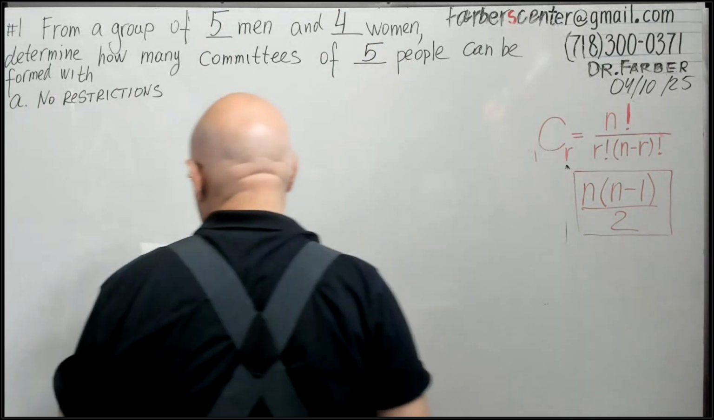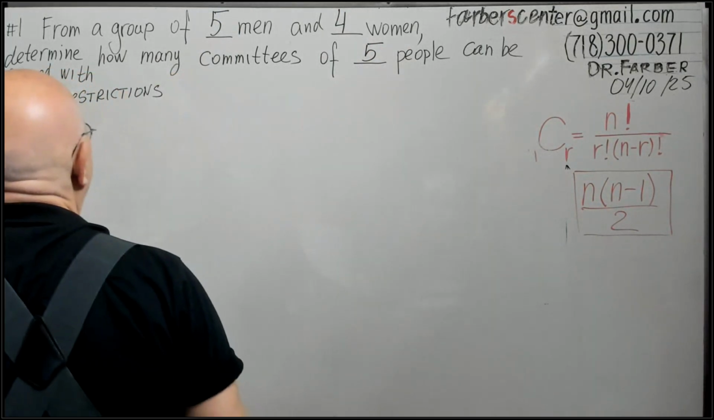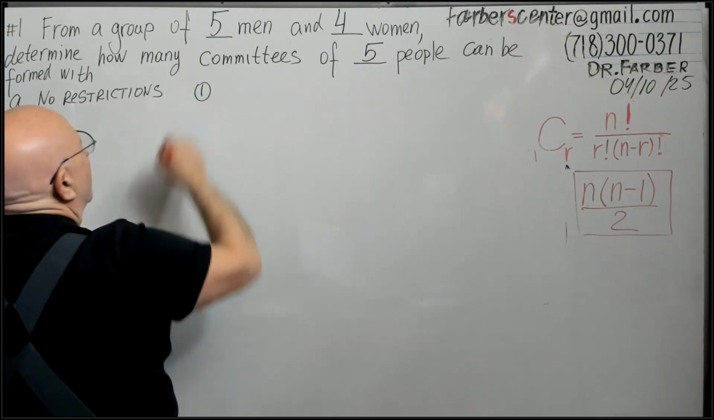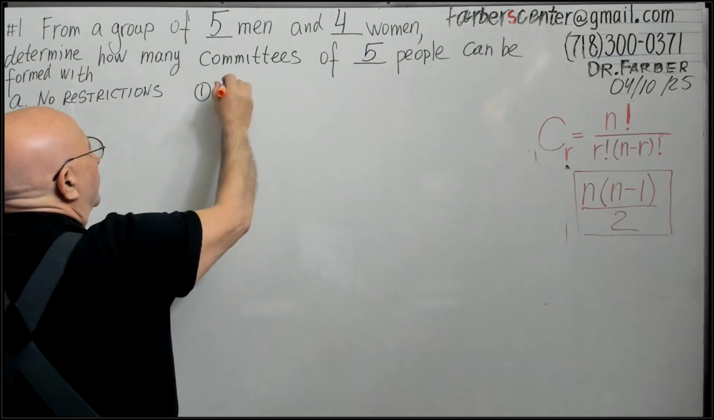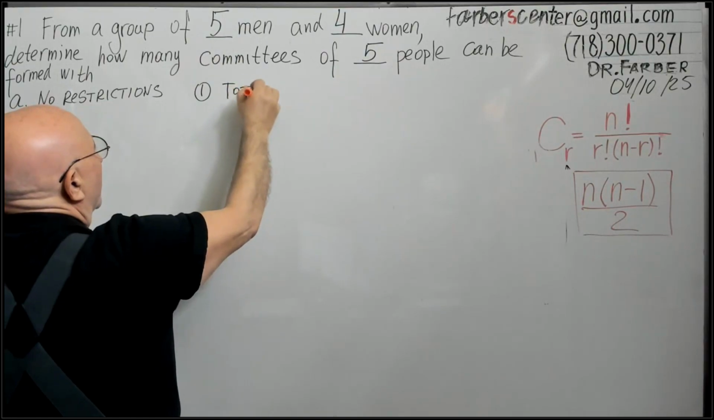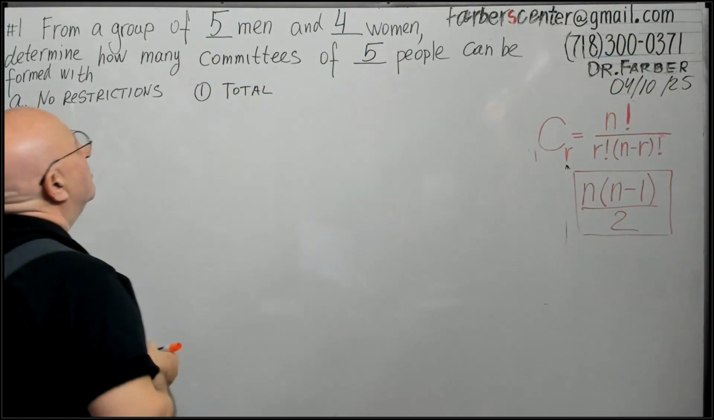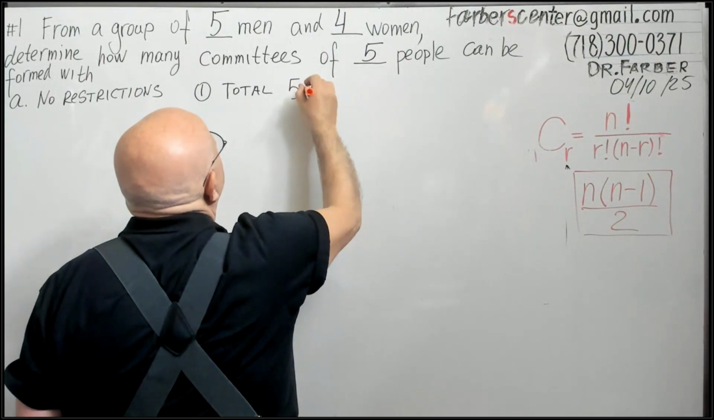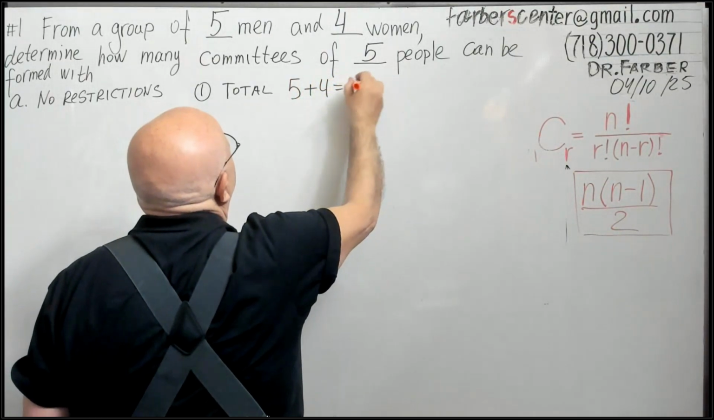Solve this problem together. First of all, step number 1. Total. How many people do we have? 5 men and 4 women. We have 9 people.